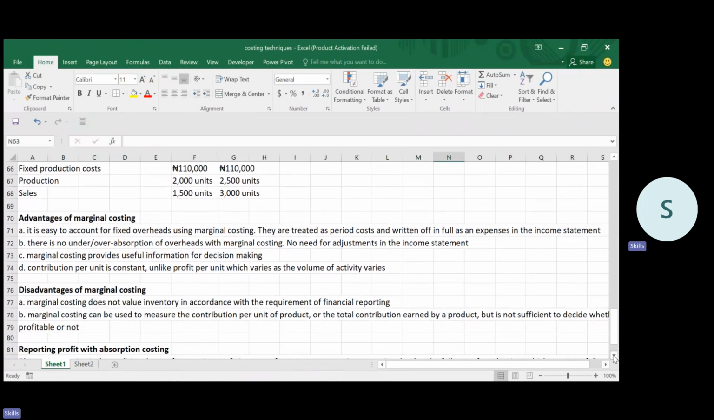Then disadvantages of marginal costing. One, marginal costing does not value inventory in accordance with the requirements of financial reporting. If you look at it, the inventory, we value it here at marginal cost, which is the total variable cost. And this is not the requirement of financial reporting. Inventories in financial reporting are not measured at marginal cost.